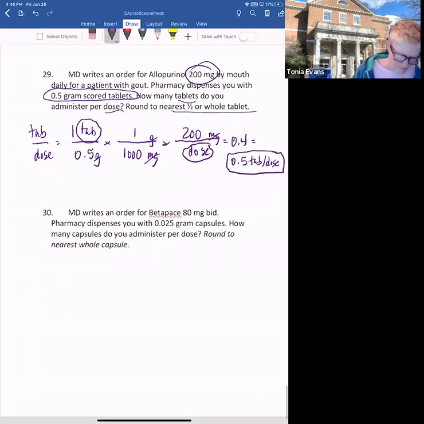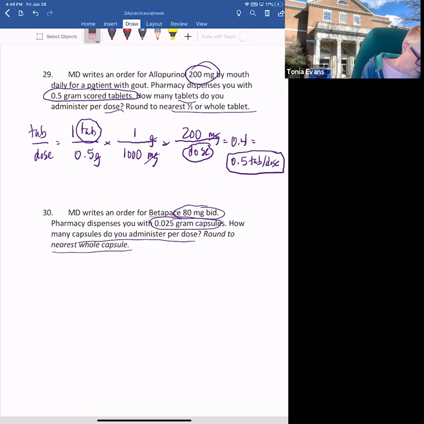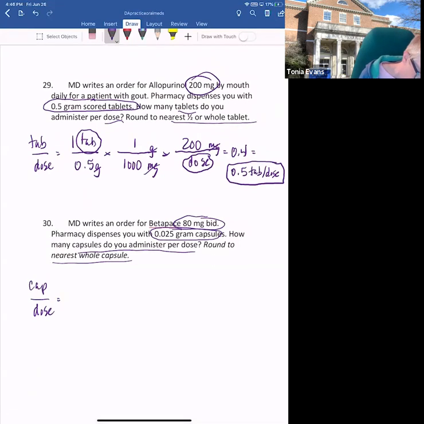All right. Last but not least, let's see how this one is. All right, our order is for 80 milligrams BID. We've got 0.025 gram capsules. How many capsules per dose? Round to the nearest whole capsule. Okay, so we're looking for capsules per dose. And what do I know about capsules? Well, I know that 1 capsule contains 0.025 grams.